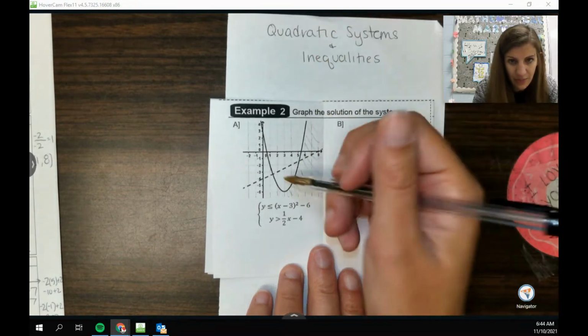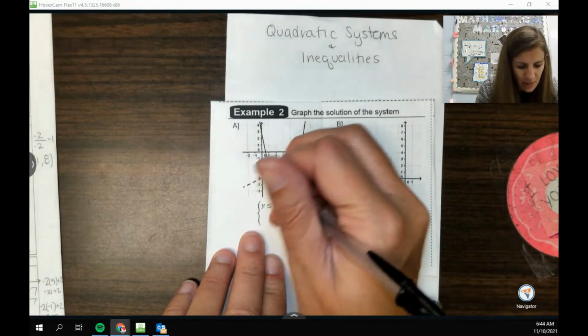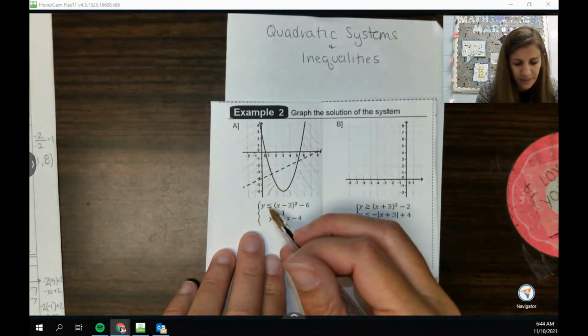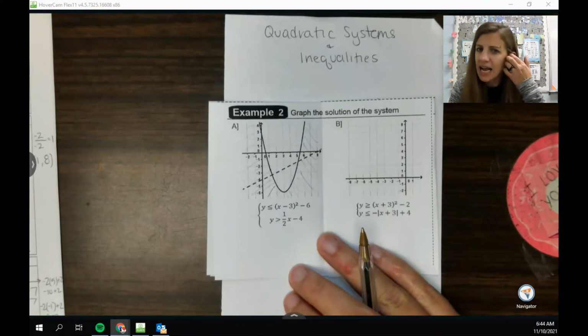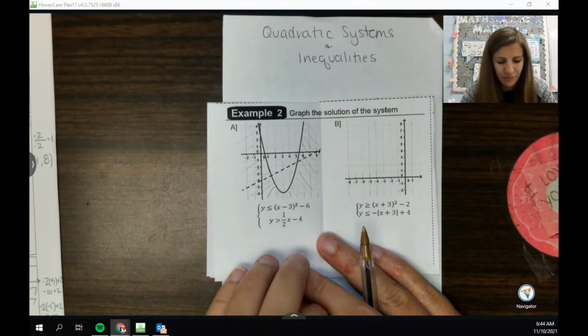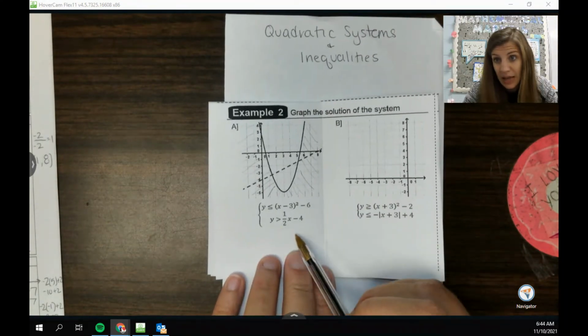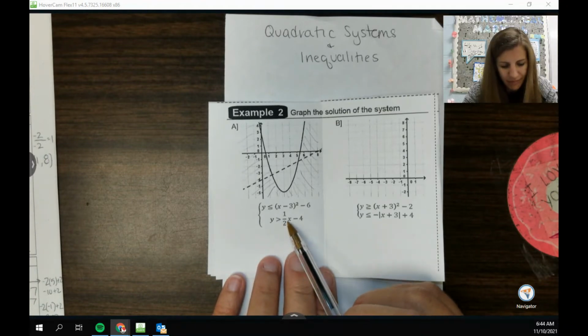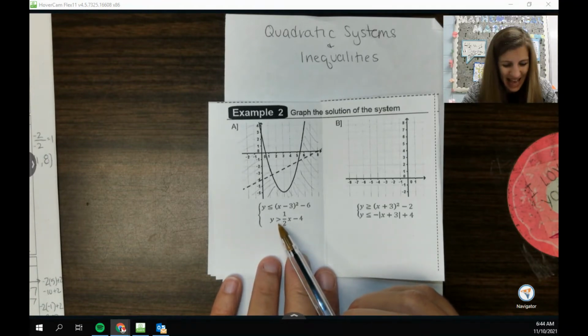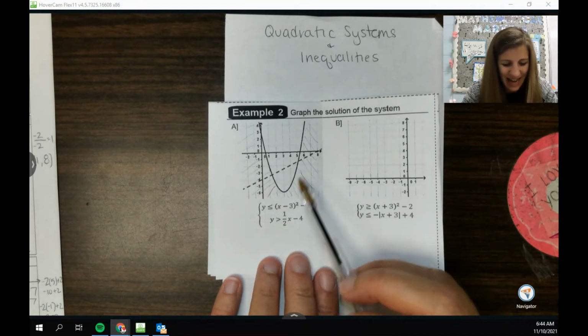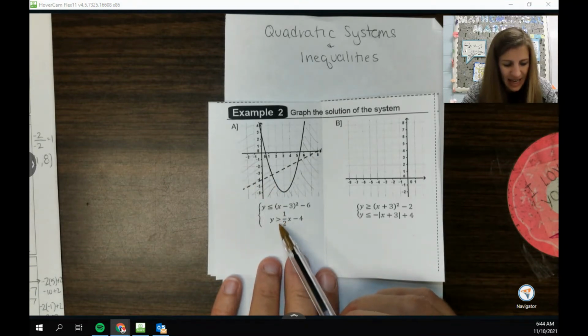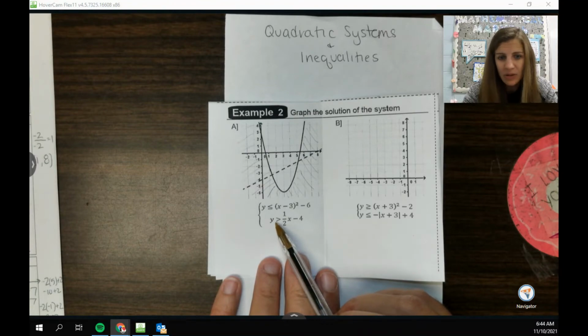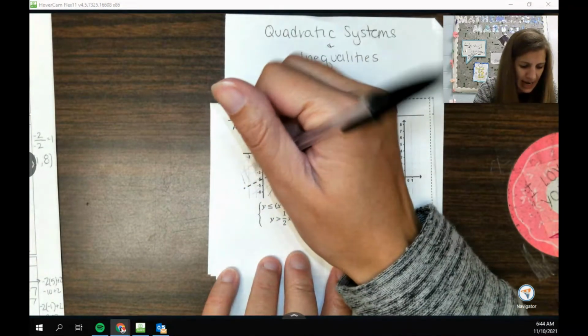And notice that I'm doing it pretty light because we're going to shade two things. And so wherever I double shade, that's actually the solution. Now the other one is a line, and I know so because there's no squared. And then I also know it's the line because it's dashed and it's not equal to. And we want to shade above because we're greater. So above the line is all this stuff.